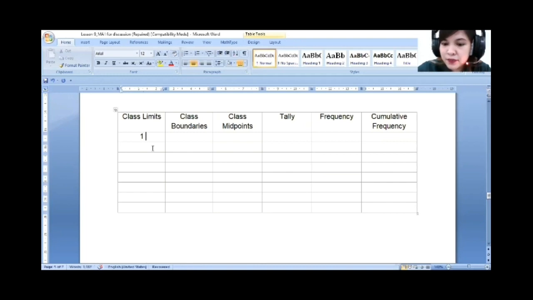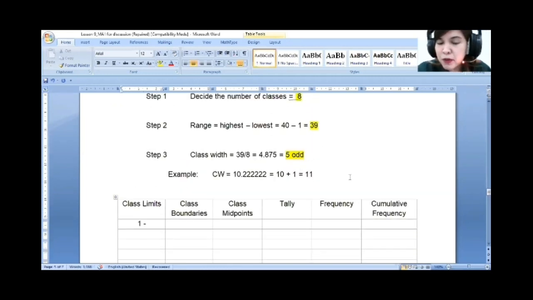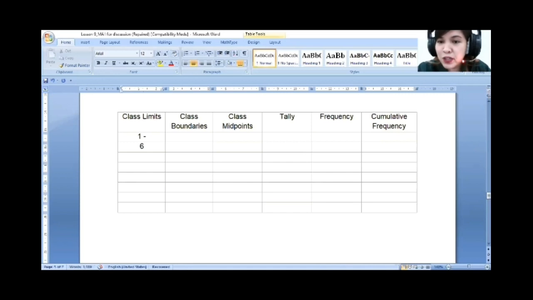Then afterwards, you will have a range here, so there is a dash. Okay? Then you get the second one. If you start at 1, it is the lowest score. How do you get the starting point of the second row, the lower class limit? You add the class width. If the lowest score is 1, plus what is our class width? 5. So, 1 plus 5 is 6. That is the next one. Then 6 plus 5, 11. 11 plus 5, 16. Plus 5, 21. Plus 5, 26. Plus 5, 31.